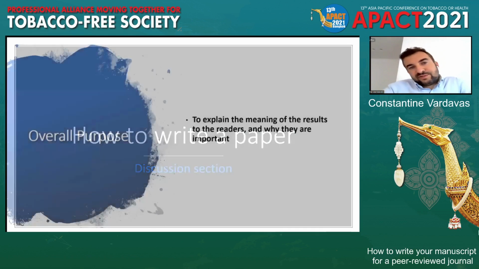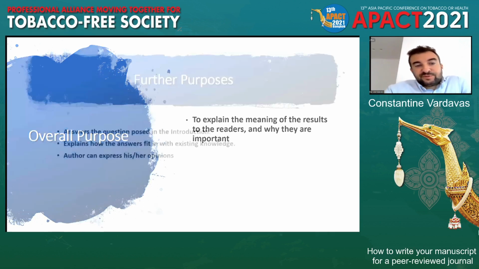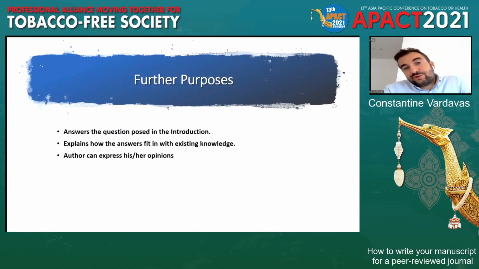The overall purpose of the discussion section is to explain the meaning of the results to the readers and why these results are important. You know, why care? Why is this study important? That's one of the main points of the discussion. A further purpose is that the discussion should answer the questions you've written in the introduction and explain how the answers fit in with the existing knowledge from the introduction. Inside the discussion, the author can also express his or her opinions or positions. It's not always necessary, but you can do that.